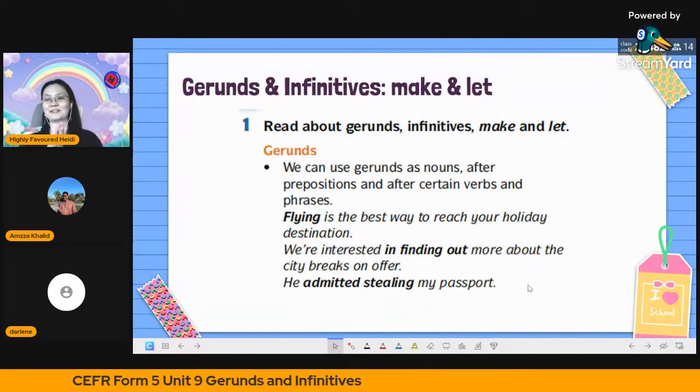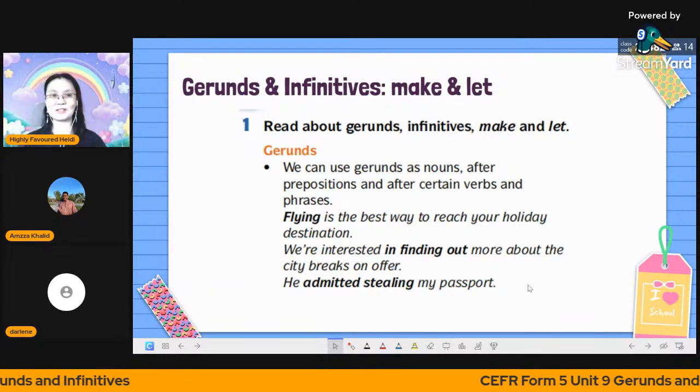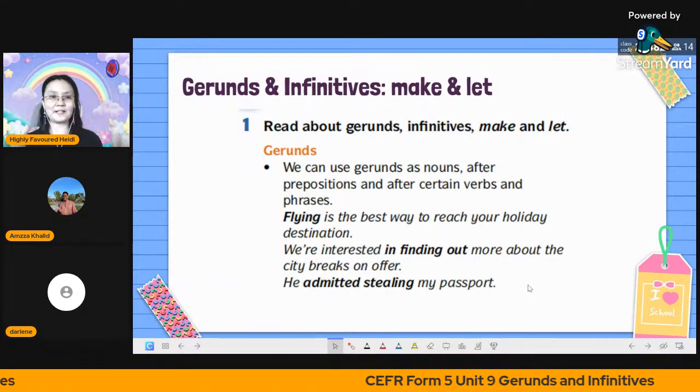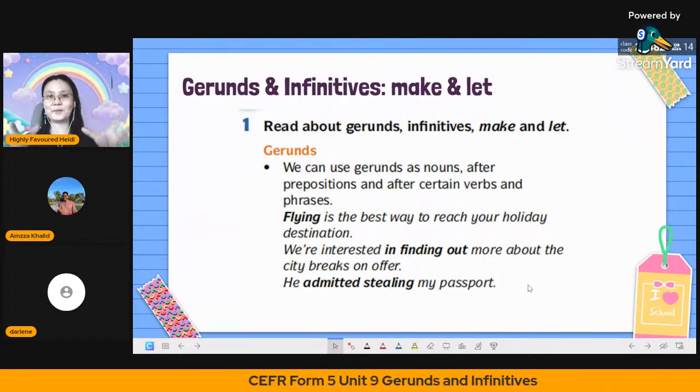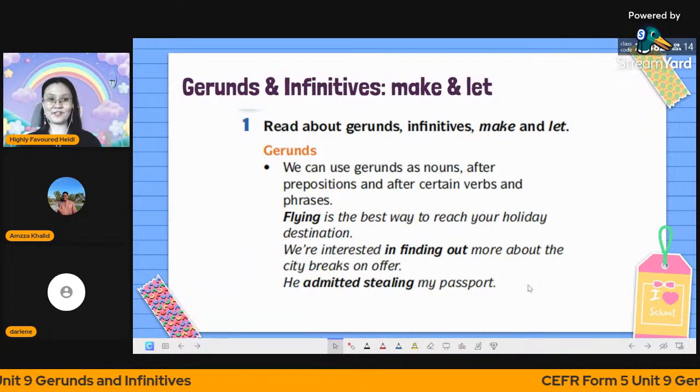Okay, this is the part. How many? I've got 10 more minutes to tell you. All right, this is the part, gerunds and infinitives, that we need to cover today for your grammar. Okay, can I have Amza? Amza, can you read about gerunds? Okay, read.